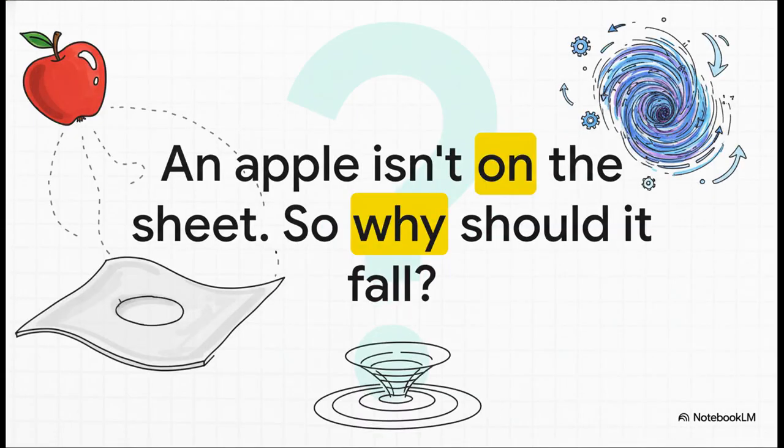And this is the real kicker. An apple on a tree, or you and me for that matter, we aren't rolling on some sheet deep beneath the earth. We're suspended way above it. So according to the analogy, the apple shouldn't even feel the curve. It should just float there. So why does it fall? All of these questions kind of scream that we might need a totally new way of looking at this.